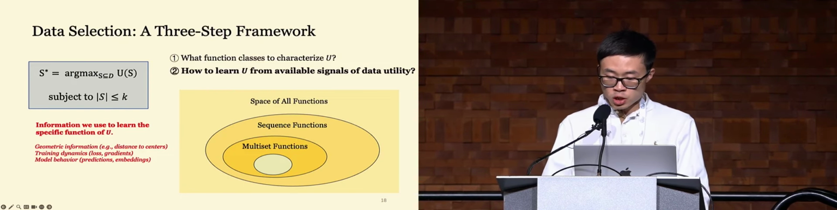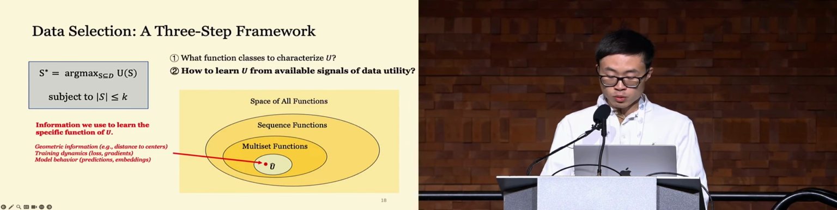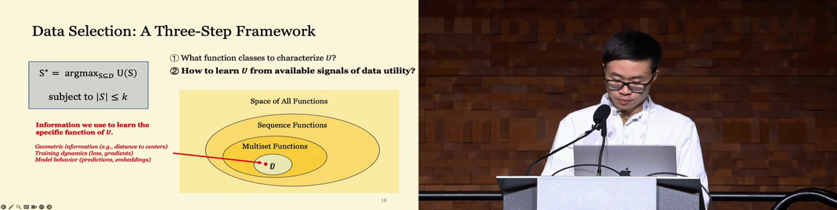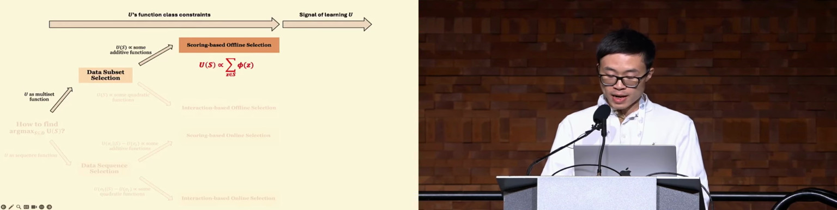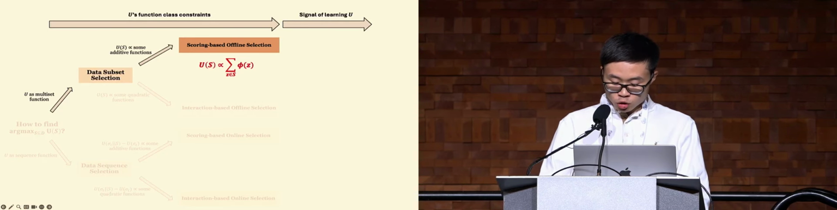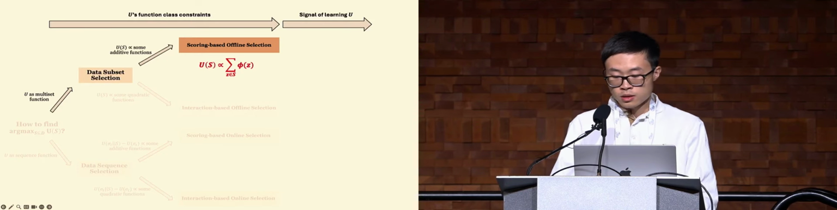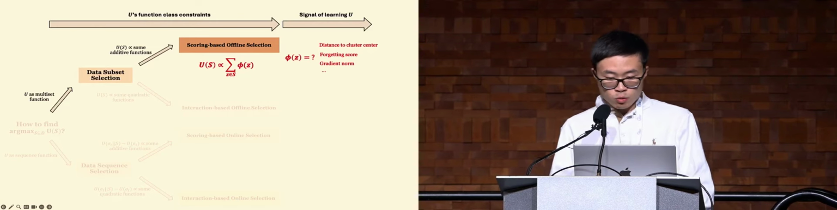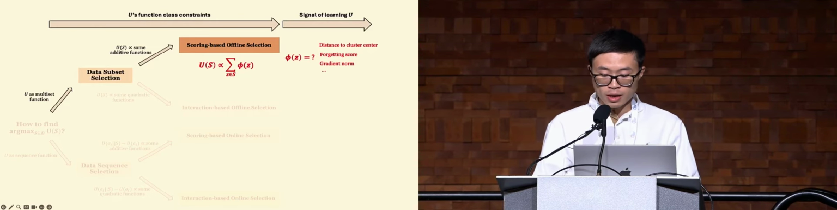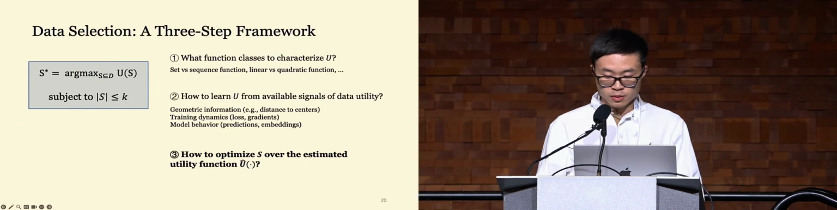After the utility function class is defined, the next step is to learn the specific utility function we have from the available information that we have access to. So this is where the signal for data selection comes from. Popular choices in the existing literature include the geometric properties of the dataset, the statistics from the training dynamics, or model behavior. Based on that information, we hope we can get a good estimate and understanding of the specific utility function that we are aiming to optimize.